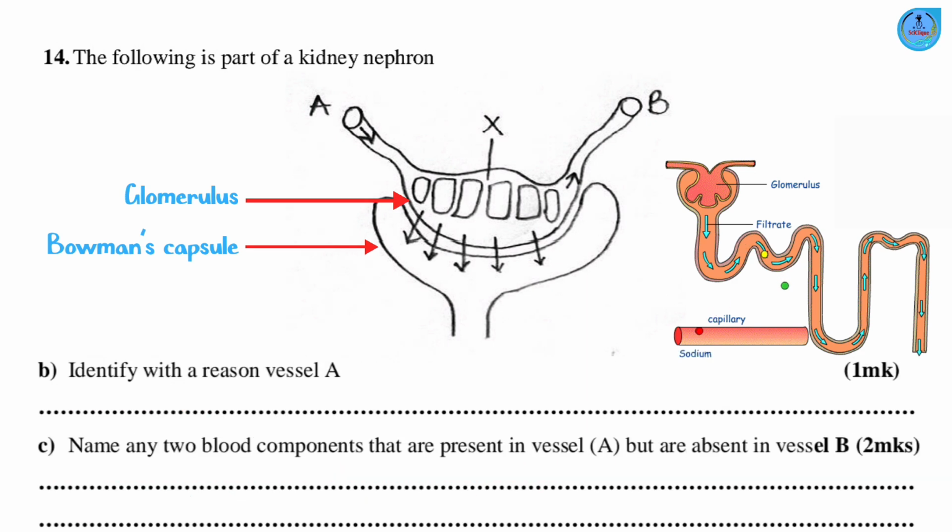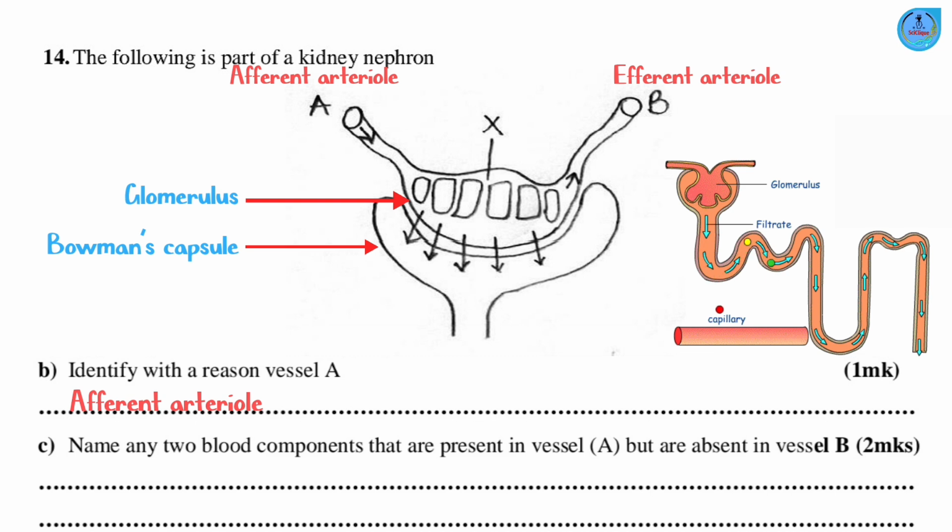Now moving on to part B, identify with a reason vessel A. So vessel A is the afferent arteriole. Okay, the reason is because of the direction of the blood flow. Now I'm going to tell you this. We have the afferent arteriole and the efferent arteriole. Now there are 2 ways usually that you can differentiate between the two in diagrams. Number 1 is the direction of the blood flow.